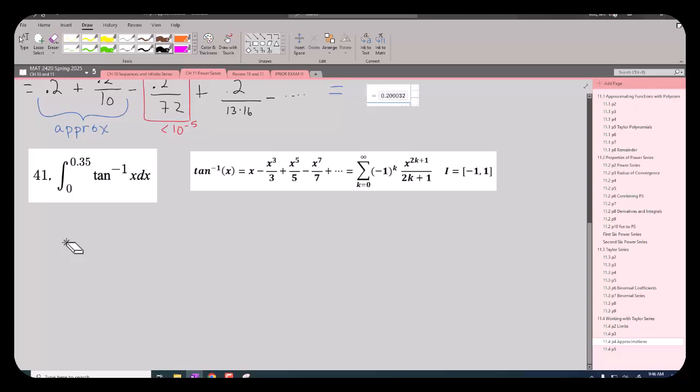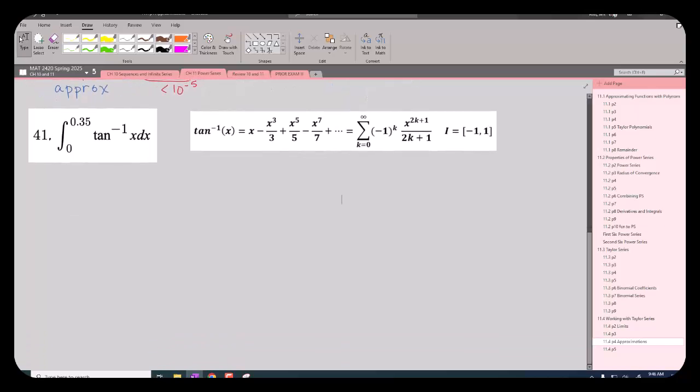So let's try this one. So we want to integrate inverse tan. That's not one that has an immediate antiderivative, but we actually know how to do this. We did learn how to integrate arctan using integration by parts. You could do that. But we're going to use power series this time, and we just want an approximation.